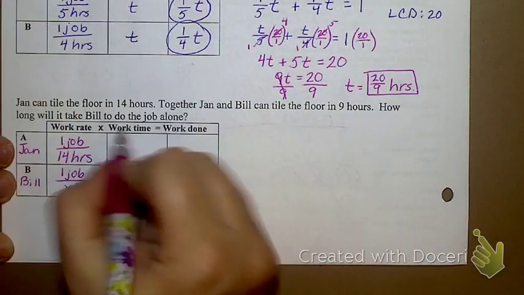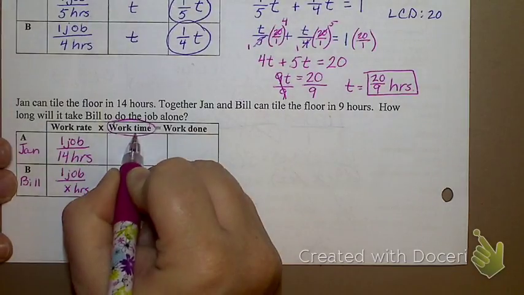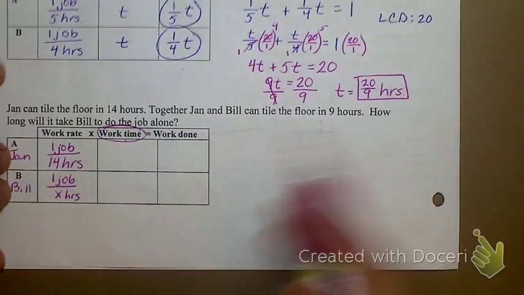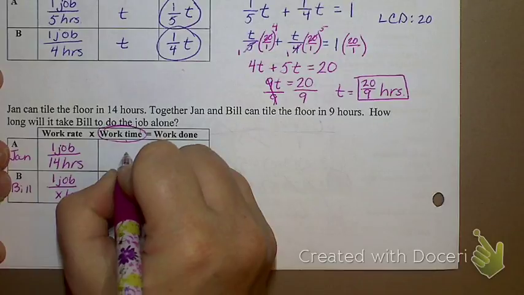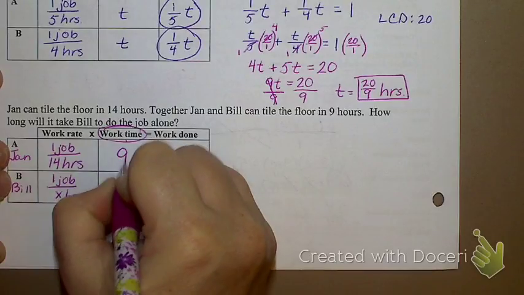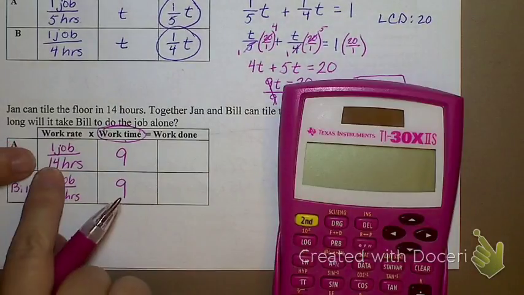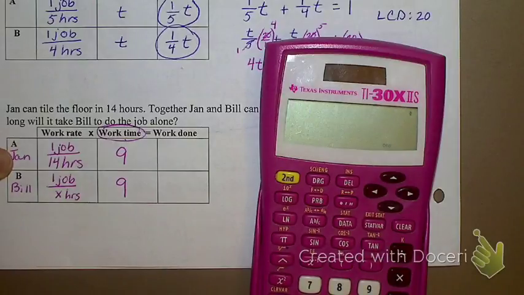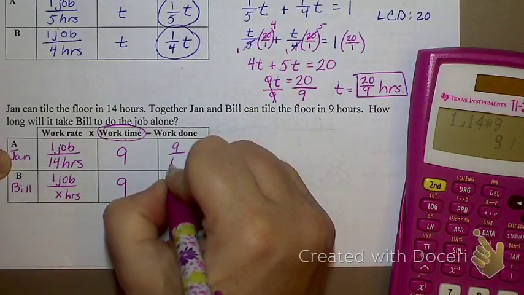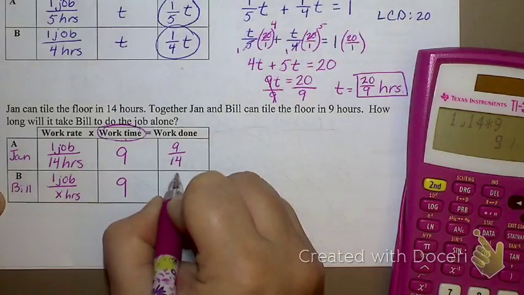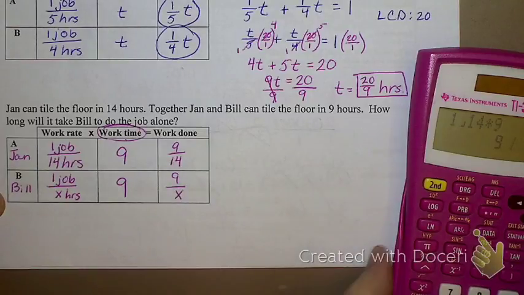Working together, this would be the time working together. Up here, we didn't know the time working together, which is why that was T, but this time we do know the time working together. What is it? 9 hours. Took them 9 hours to work together. Equals the work done. Well, 1/14 times 9 for Jan. If I'm unsure, I can go to my calculator. 1/14 times 9 is 9/14. So she did 9/14 of the job. 1 over x times 9 would be 9 over x.